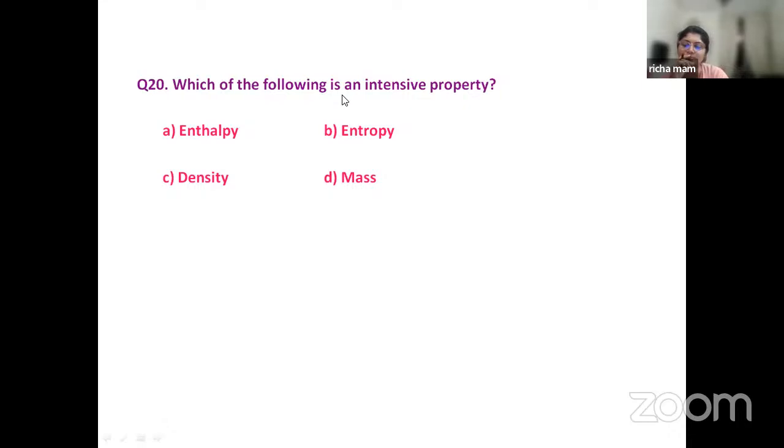Intensive property means a property of matter that does not change as the amount of matter changes. So this is a bulk property. Which of the following is an intensive property? It is density. Density is an intensive property because it is independent of the amount of substance and it depends only on the nature of the substance. So the answer is C.